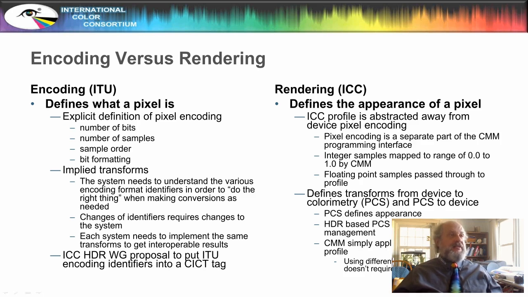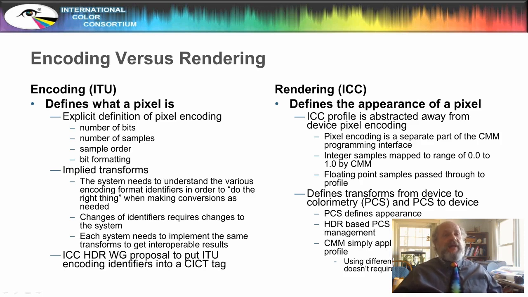The ITU defines an explicit definition of a pixel encoding, which contains the number of bits, the number of samples, the sampling order, bit formatting. And it has implied transforms. Basically any system that wants to use this has to understand the encoding values and then do the right thing to make the conversions that are needed. The changes in identifiers will potentially require changes in the system itself, and each system needs to implement the same transform to get interoperable results.